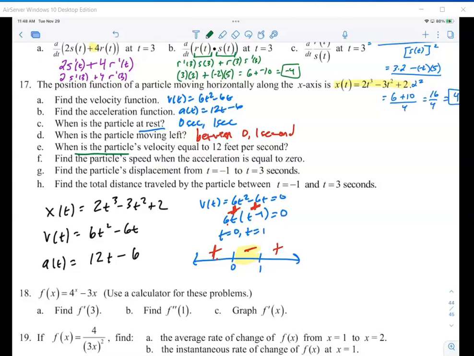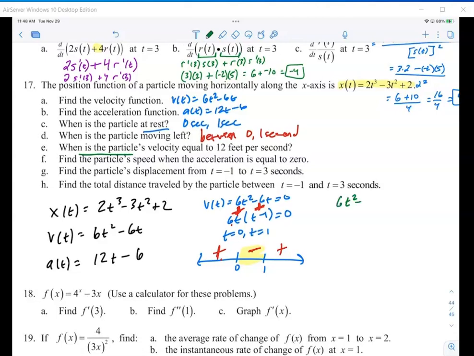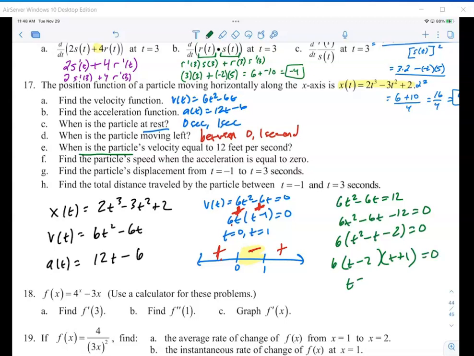When is the velocity equal to 12? Well, let's bring that over, so it says 6t squared minus 6t minus 12 equals 0. Let's factor out a 6, and then that becomes t minus 2, t plus 1. So the velocity is equal to 12 feet per second at negative 1 seconds and 2 seconds. Unless it specifically tells you the time can't be negative, we're going to count negative time, because that just means it happened before I started keeping track.